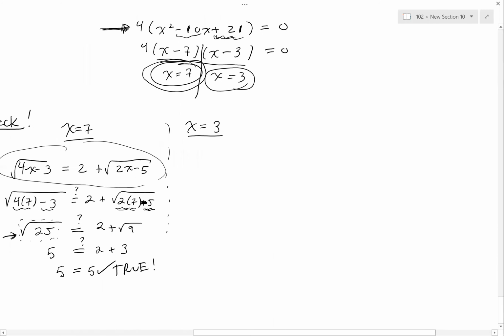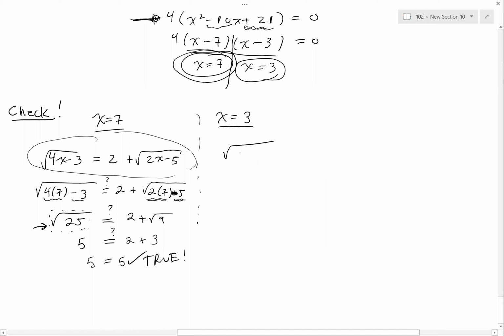Next, let's check x equals 3. So recopy the original. If I plug 3 in there, is that the same thing as the other side? Simplifying the left-hand side, I'll end up with 12 minus 3. That's 9, so I'll have the square root of 9 on this side. On the right-hand side, I'll have 2 plus the square root of 6 minus 5, which is 1.